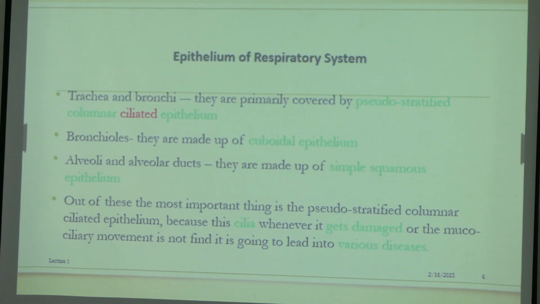different types of epithelial layer. So what are the most important types of epithelial layer present in the respiratory system? There are mainly three different types of epithelial layer. The first one is called the ciliated layer. It is also known as pseudostratified columnar ciliated epithelium. This ciliated epithelium is basically found in the trachea and bronchi.